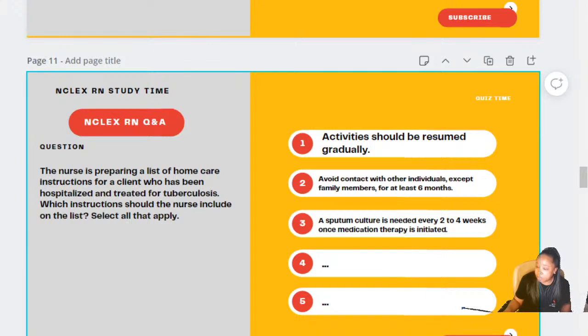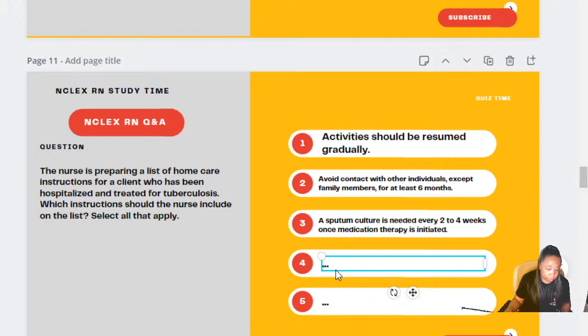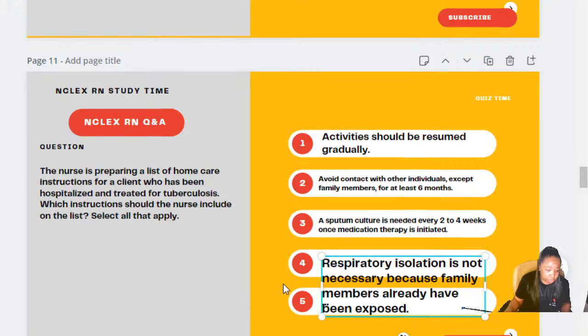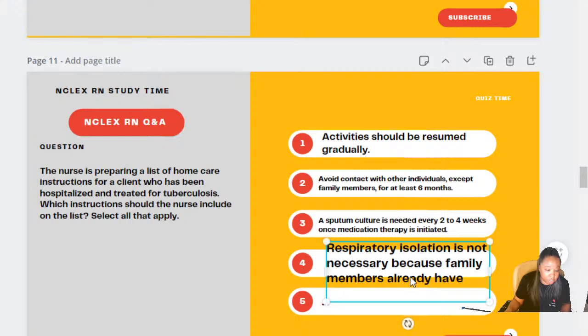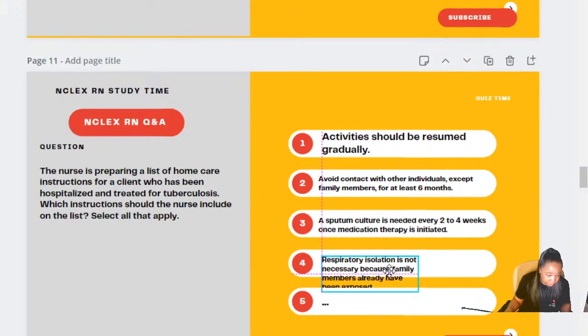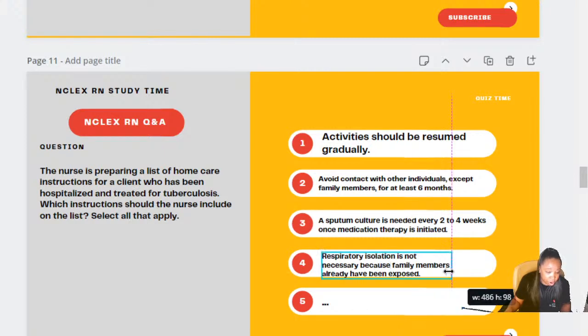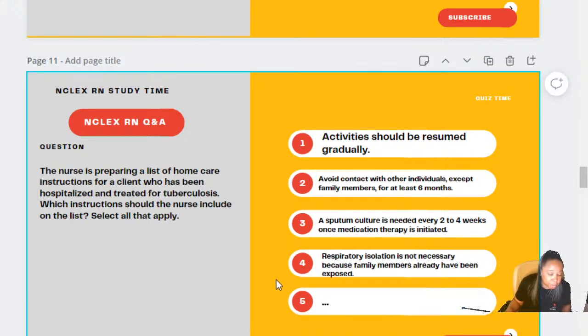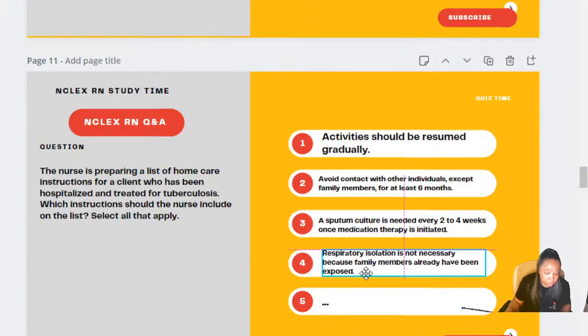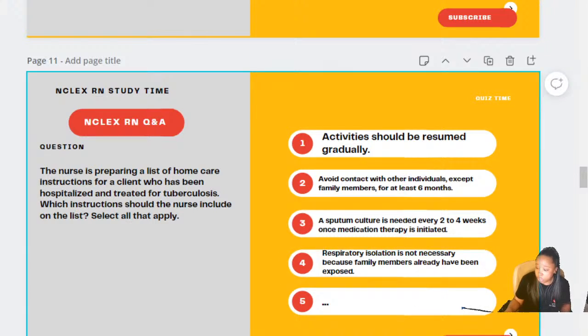The next one says respiratory isolation is not necessary because family members, you remember we said that about family members? Family members already have been exposed to the disease, right? So there's no reason to isolate the patient from family members, because they've already been exposed to the TB. This is one of the things you should tell the patient.